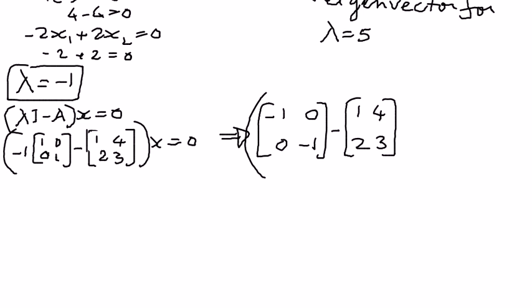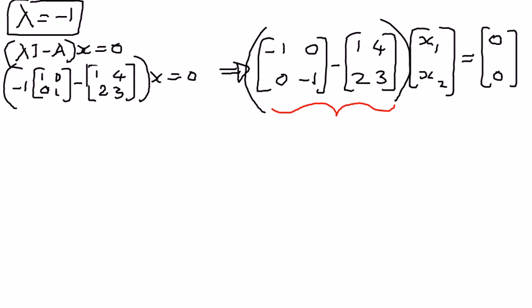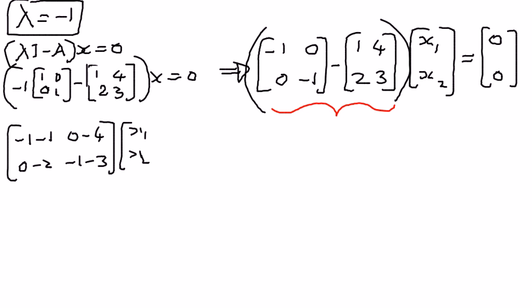And then we're going to take this and multiply that by the vector x1, x2, and that is going to be equal to a 0 vector, 0, 0. We will simplify the matrix inside this parenthesis here, and when we do that, we're going to arrive at something of this nature. Negative 1 minus 1, 0 minus 4, 0 minus 2, negative 1 minus 3. That is what we have. And then here we have x1, x2 as a vector, equal to 0, 0.